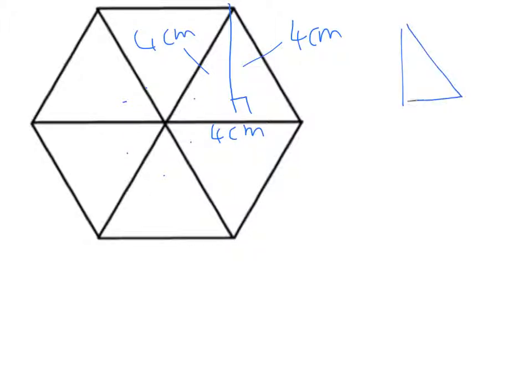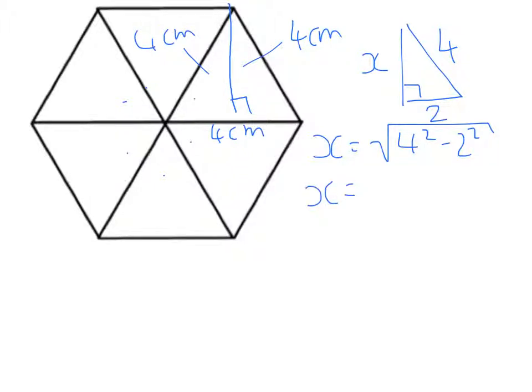So this right angle triangle is going to have a base of 2 and a hypotenuse of 4. We can use Pythagoras to figure out the height. We need the height because the area of a triangle is base times height divided by 2. So my height x must be the square root of 4 squared minus 2 squared, using Pythagoras. So that means x is the square root of 12.